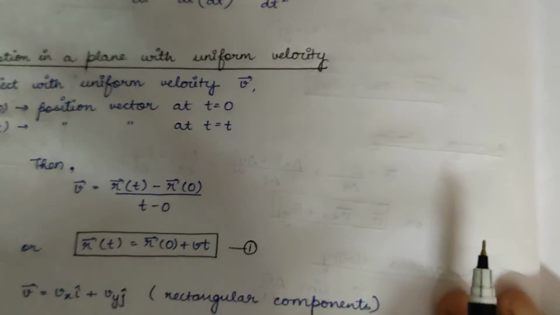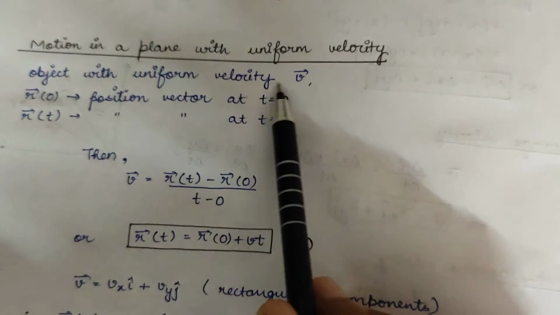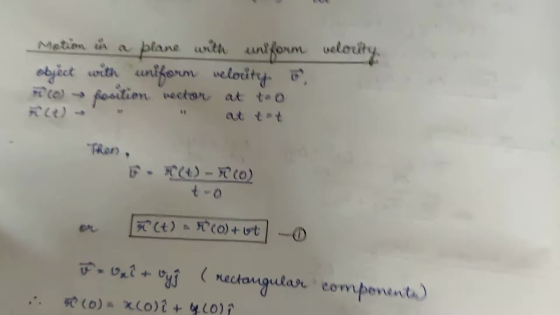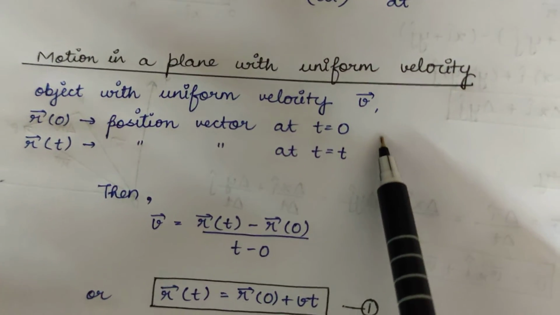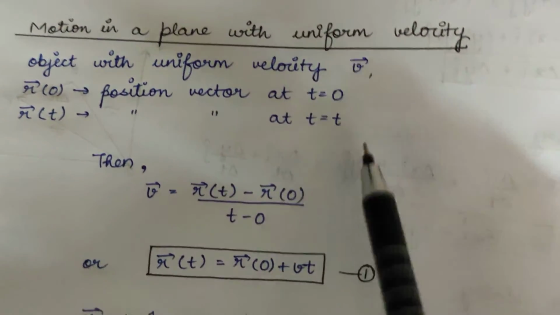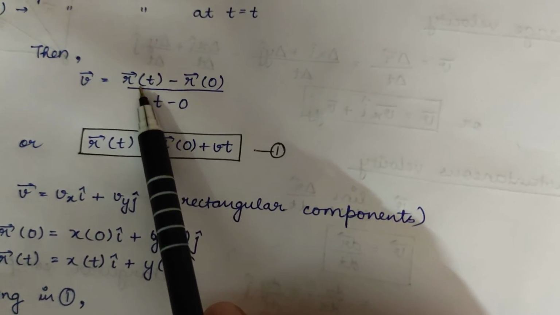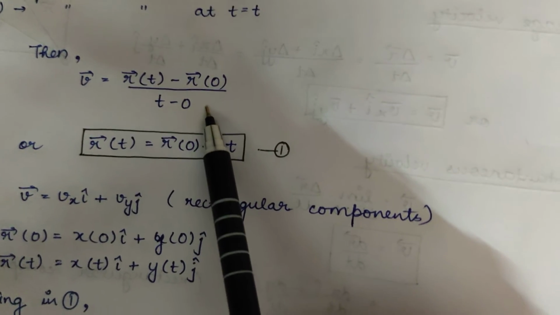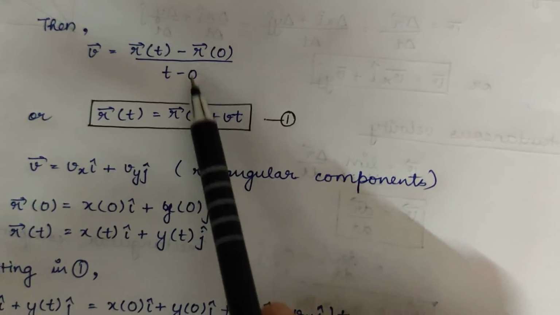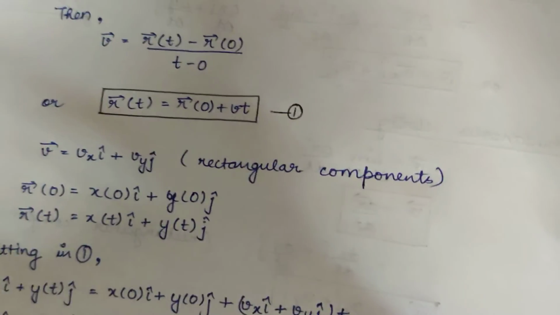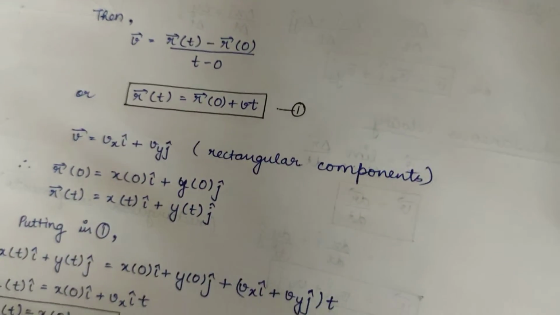Now, if we have motion in a plane with uniform velocity, suppose that the object is moving with uniform velocity vector v. Then r vector 0 is the position vector at time t equals 0, and r vector t is the position vector at time t equals t seconds. Then what will be the velocity? It is r vector t minus r vector 0 upon t minus 0. Rearranging it, we get r vector t equals r vector 0 plus vt. This gives us the expression for motion in a plane with uniform velocity.